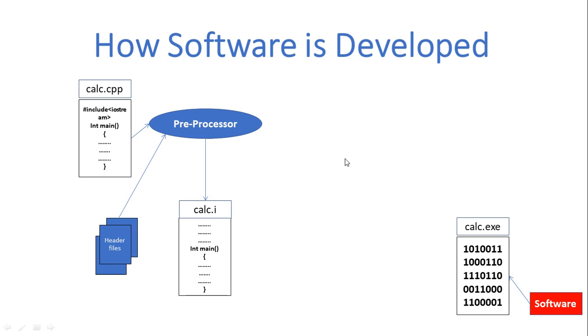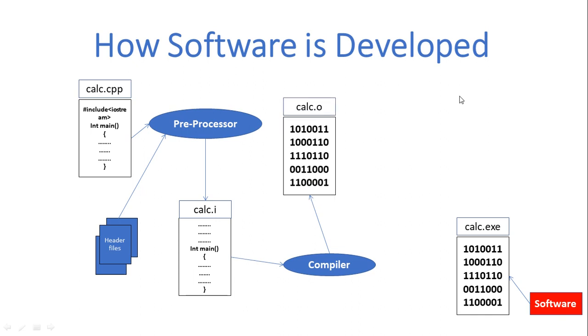This newly generated file will contain not only all the instructions that we have written in our CPP file, but also all the instructions present in our header files. Then this newly generated file is read by a software named the compiler. The job of the compiler is to translate the language of this file to an operating system understandable language, which is called an object file.